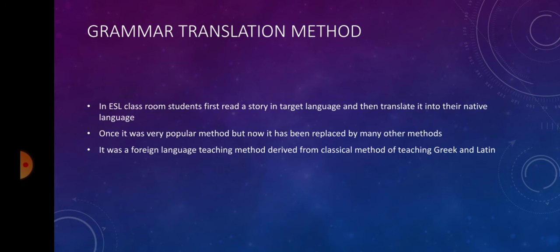Grammar translation method was actually a foreign language teaching method, derived from the classical method of teaching Greek and Latin. We know that before English came into existence, there were Greek and also Latin, from which the influence came into the English language. So the English language is a mixture of Greek and Latin.